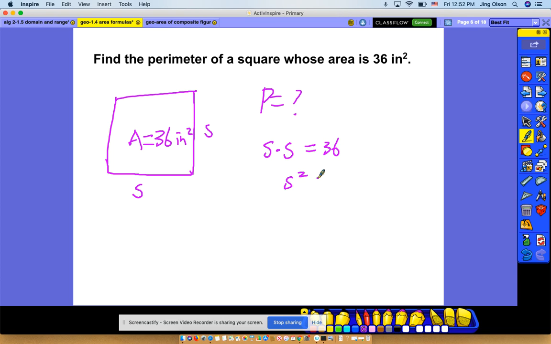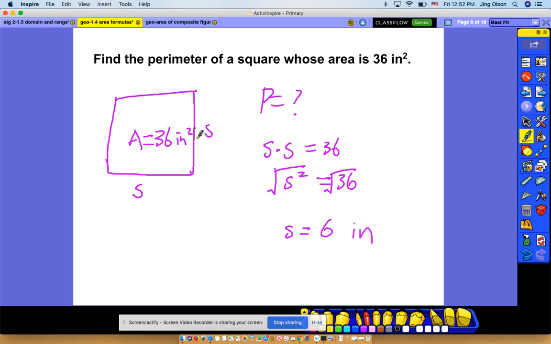So S squared is 36. Right? So which number squared is 36? You have to do the square root to find S. So the square root of 36, 36 is a perfect square. So 6, right? 6 squared is 36. So that means each side is actually 6 inches. Okay, you do not divide it by 4.